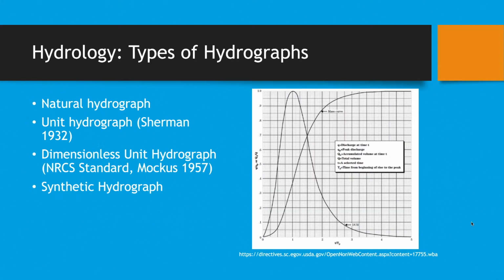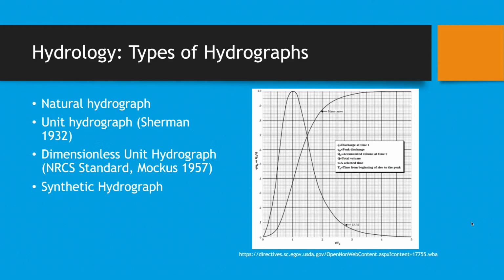Okay, so types of hydrographs. We already talked about the natural hydrograph. That's really just the simple, pure hydrograph that plots the stream flow or peak discharge over time, or discharge rate over time, I should say. There's a few others.